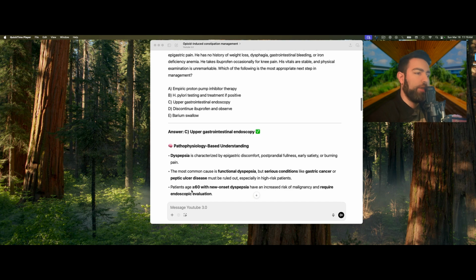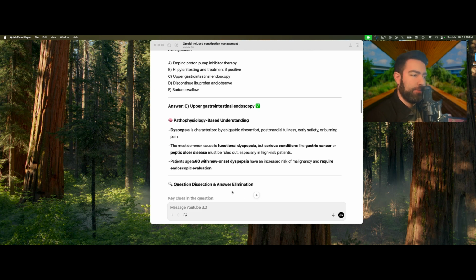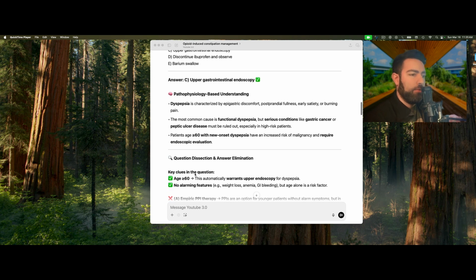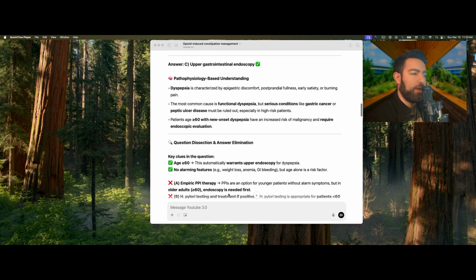Remember on boards, patients with age greater than or equal to 60 with new onset dyspepsia have an increased risk of malignancy and require endoscopic evaluation. So, when you see that, the magic number here would be the age of 60. And so when you see that, you think about upper endoscopy. There's no alarming features though, but the age alone here would be a very important risk factor.